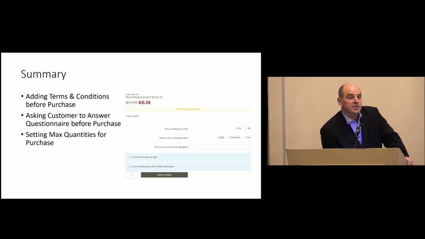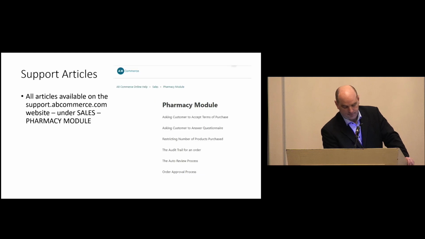The third one there is just actually a free text, where you might say, do you have any allergies that we would be concerned about? And they can put in their answer there. So that's the questionnaire idea. And then put max quantities for purchase. You could say that they can only order a maximum of 2 per order. And that's what that feature does.